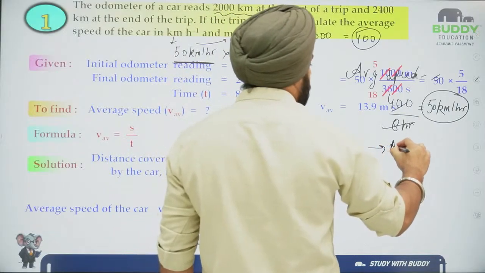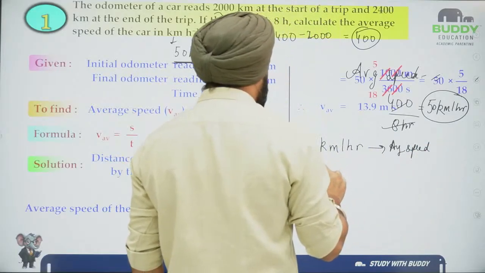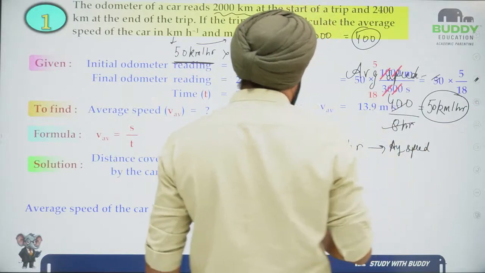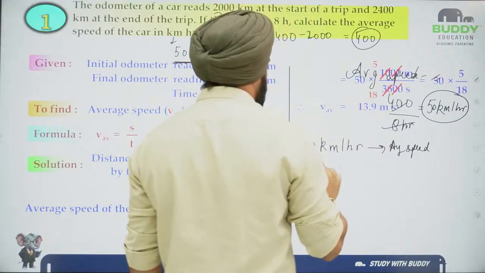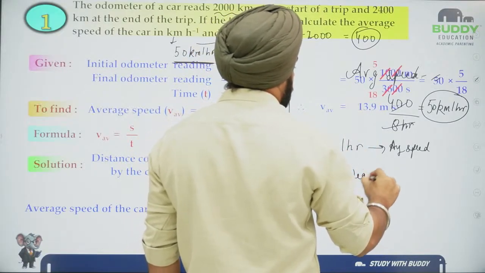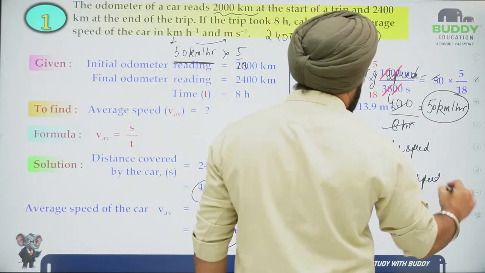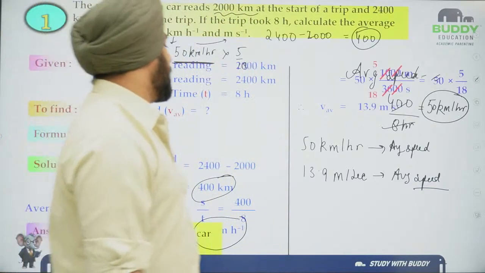so 50 kilometer per hour is the average speed, and if we talk about it in meter per second, we multiply by 5 by 18, then it is 13.9 meter per second after solving, right? So 13.9 meter per second. Again the average speed. This is the same average speed only, just in different units.